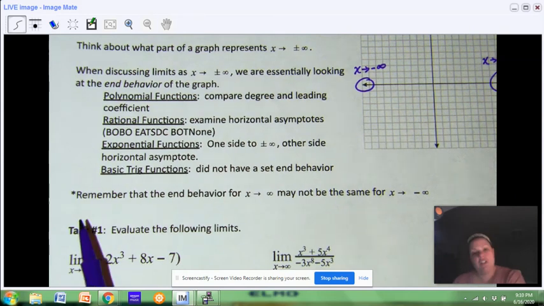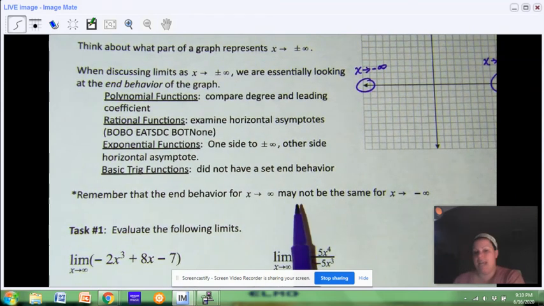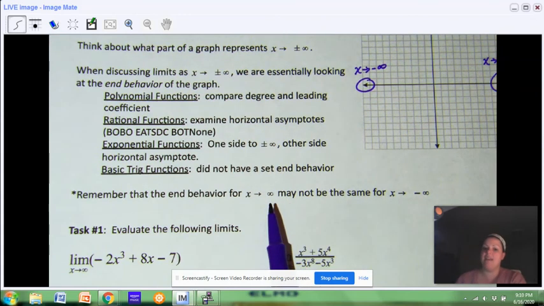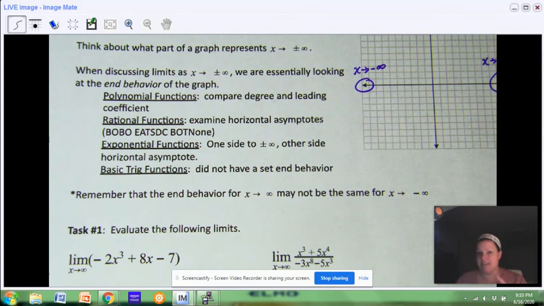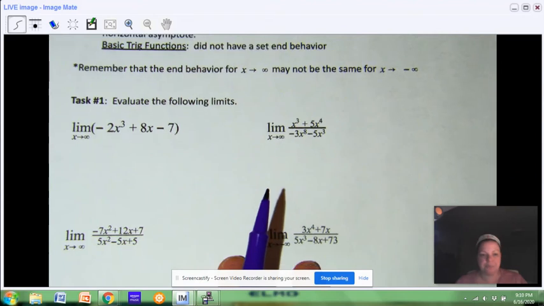So one thing to remember is that the end behavior you have on the right-hand side may not be the same as your left end behavior. Exponential functions are a classic example of this, but it does sometimes show up with rational functions as well, so just be aware of that. It definitely also can happen a lot with polynomials, but rational functions and exponential functions, please be aware that those sometimes don't always have the same end behavior on both sides.